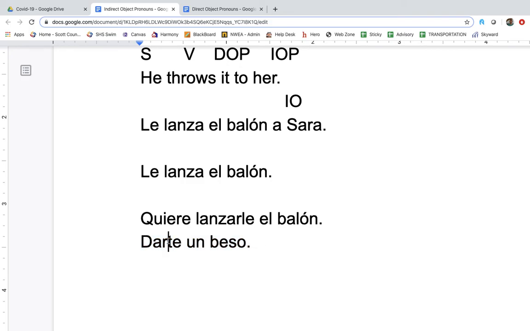So we see that the te is attached to the infinitive. Darte un beso. Give you a kiss. So quiero darte un beso. I want to give you a kiss. Necesita would be he needs to give you a kiss. No es necesario darte un beso. It's not necessary to give you a kiss.